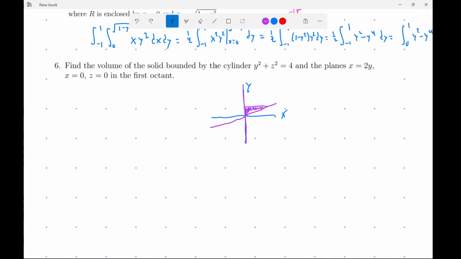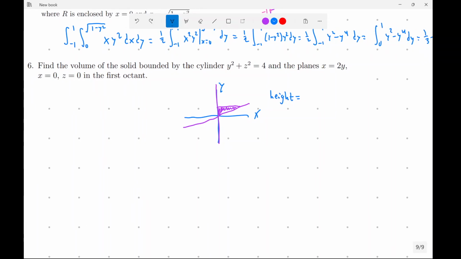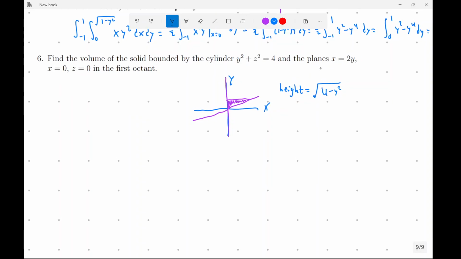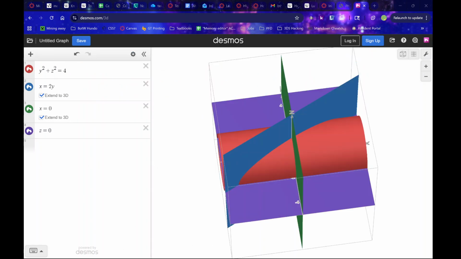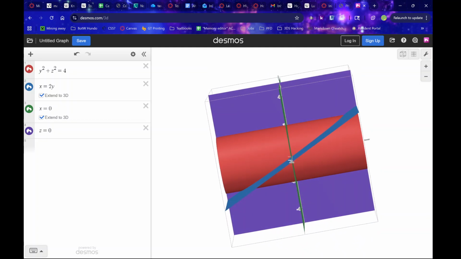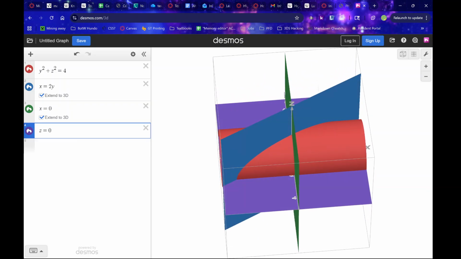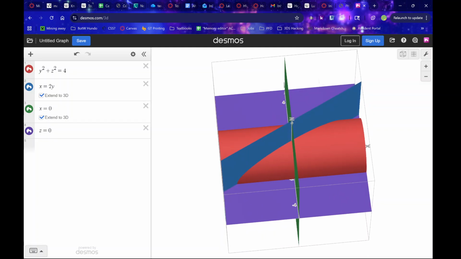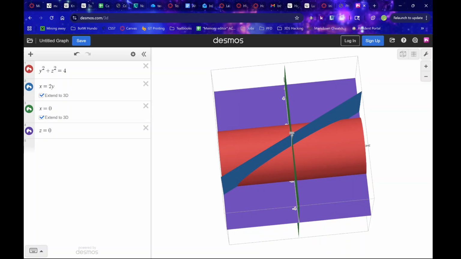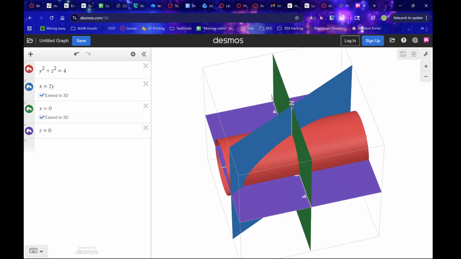So the height of the function is the z coordinate of this guy, so that's root 4 minus y squared. Okay, and so now we need to set up the integral over this region up to this height, and then we need to multiply by 2 because there are 2 such regions, one sort of here in the top right and one in the bottom left. The reason the top left and the bottom right don't count is because they're not bounded because they go on forever. And so those won't count.